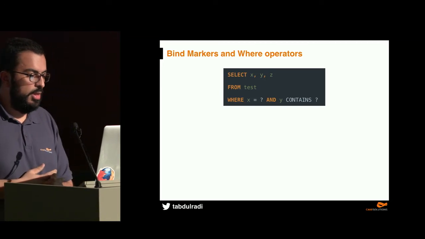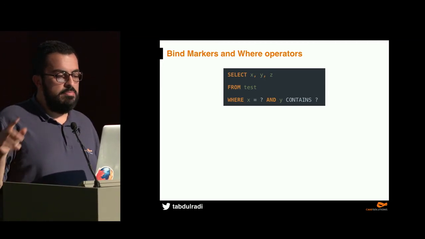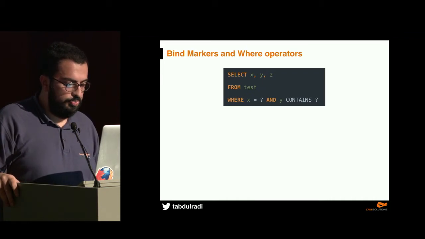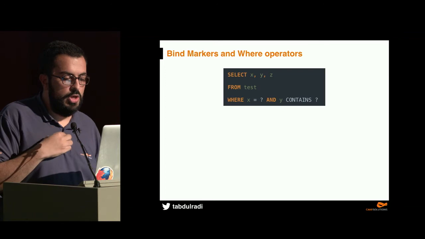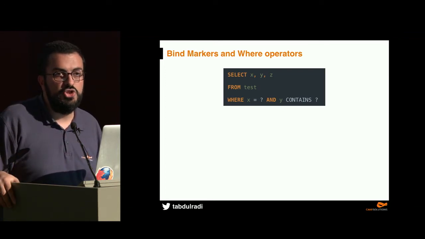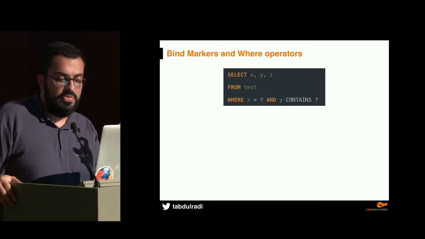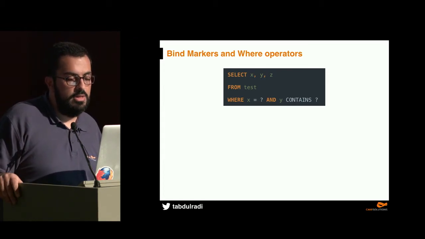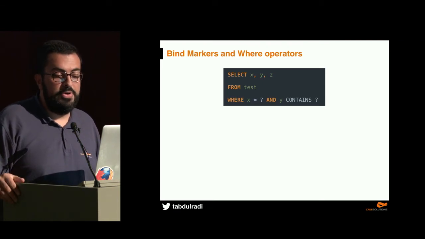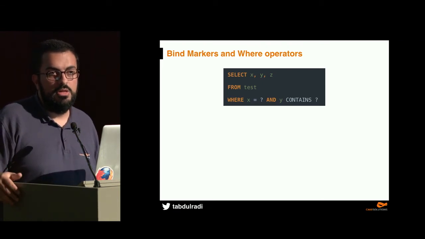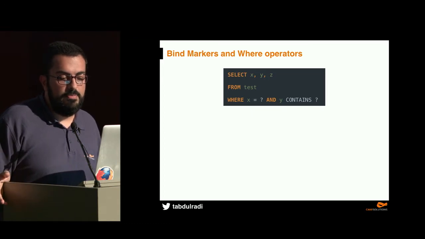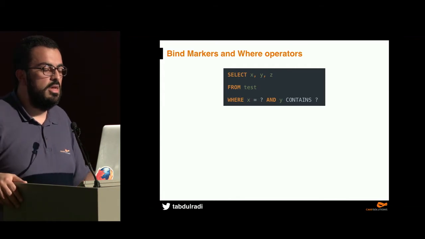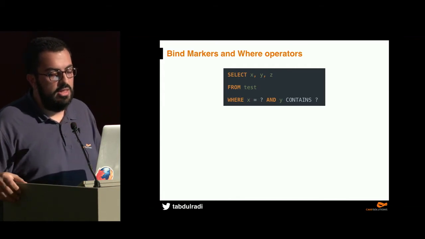Another example: the bind markers, those little question marks. We want our driver to know what the type of this question mark is. It's simple with equals, so the right-hand side should be the same type as the left-hand side. But there are other operators, like contains, for example. Contains would work with map and list. I'm talking here about Cassandra, so it has different types than traditional SQL.